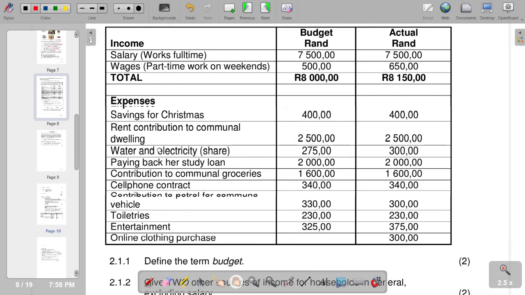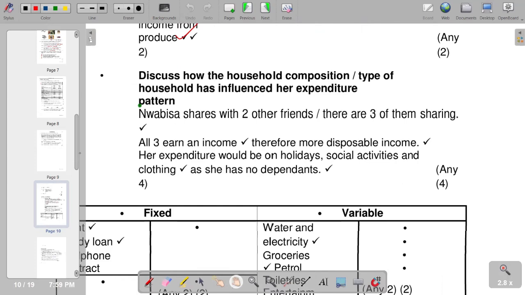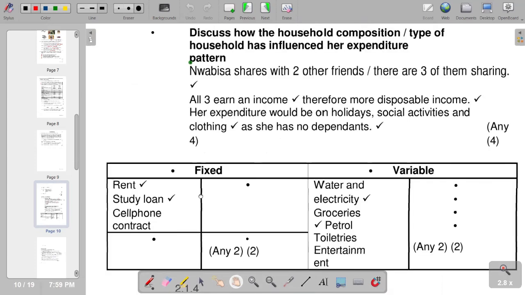So we are saying Nkabisa shares with the 2 other friends. There are 3 of them sharing. All 3 earn income, therefore more disposable income. The expenditure will be on holidays, social activities, and clothing, as she has no dependents. So that's the response that you can give within that context. Then we go to the next question.